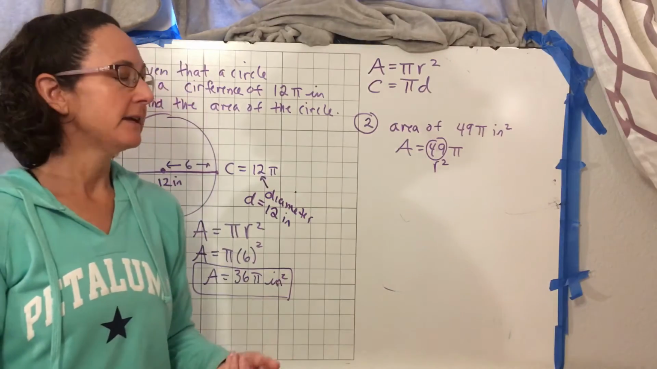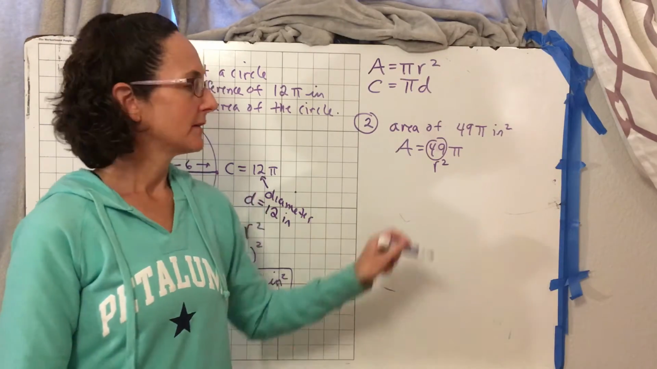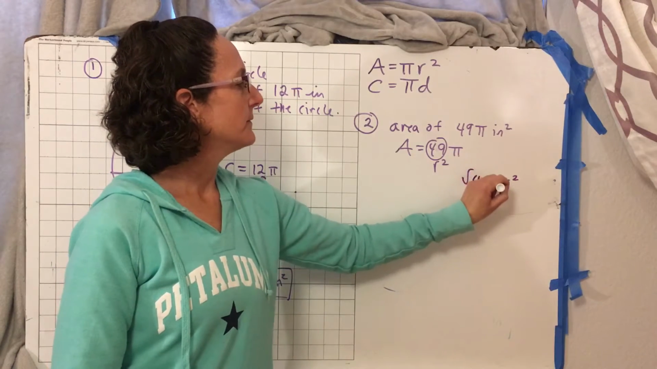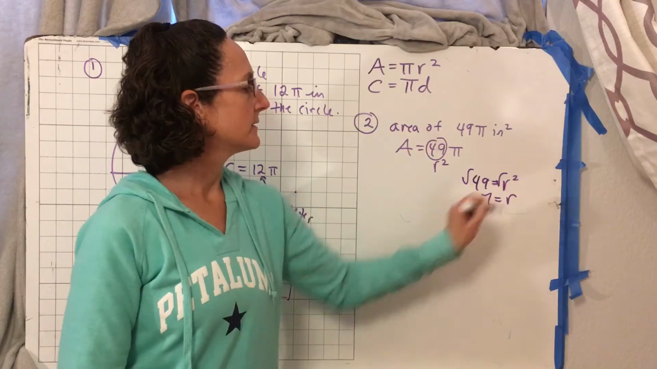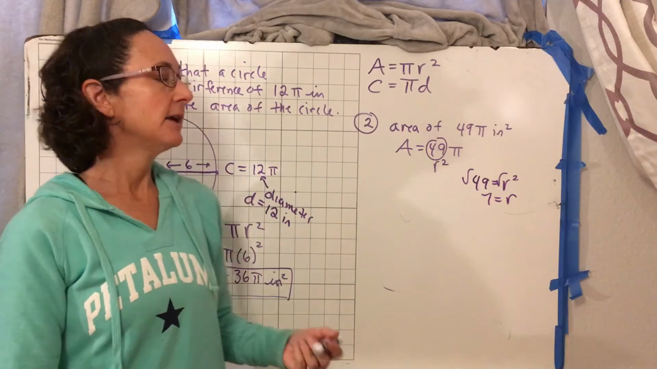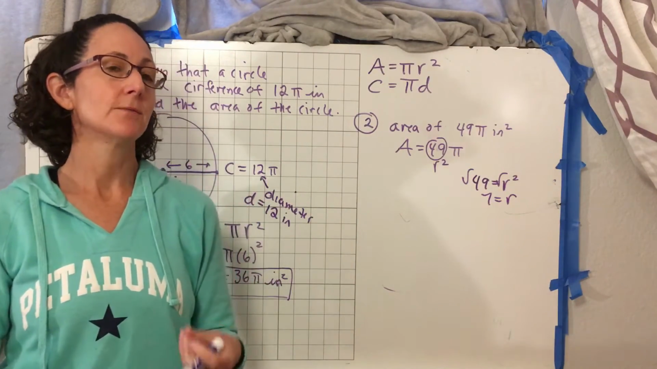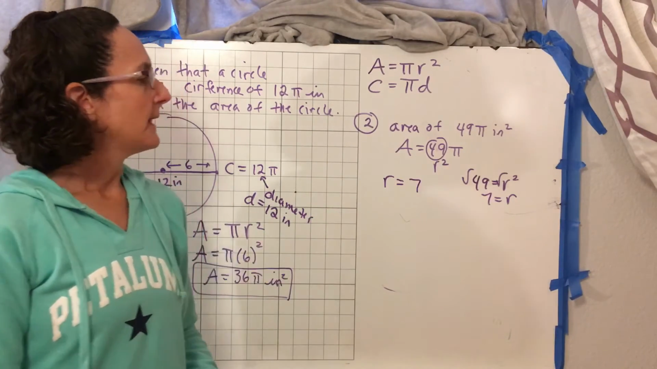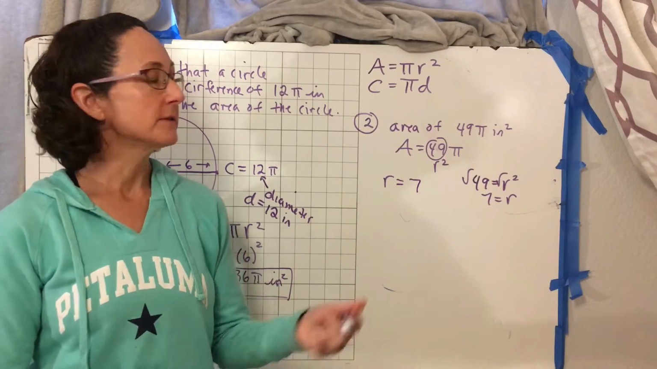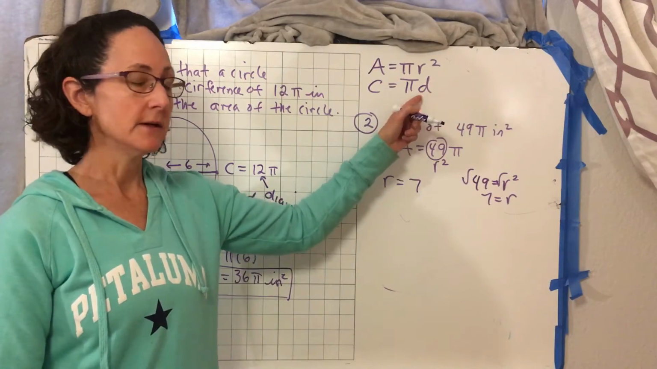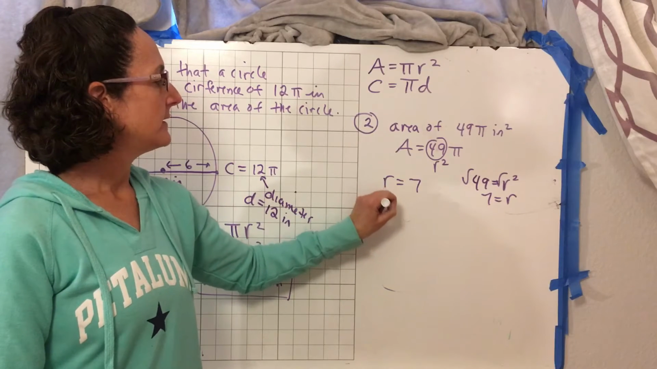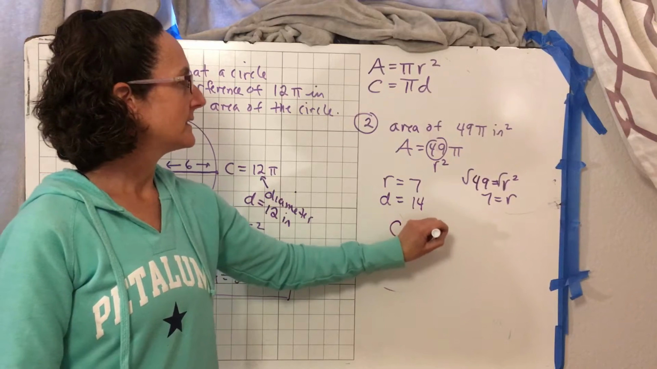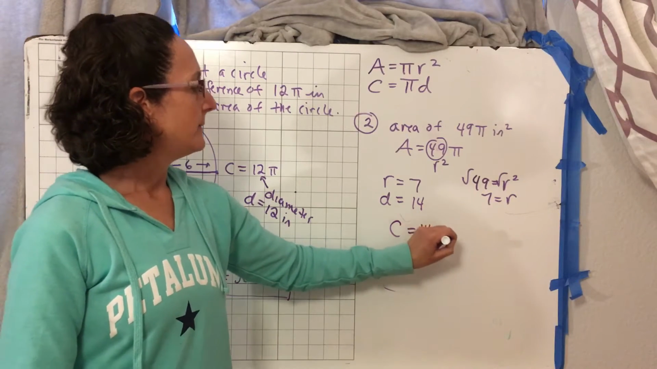So if 49 equals r squared, you just simply square root that and you get that the radius equals 7. So if a circle has an area of 49 pi, that means the radius is 7. So now we know the radius of our circle is 7. I want you guys to find me the circumference, which is pi times diameter. If the radius is 7, the diameter is twice that, and then the circumference of the circle is 14 pi inches.